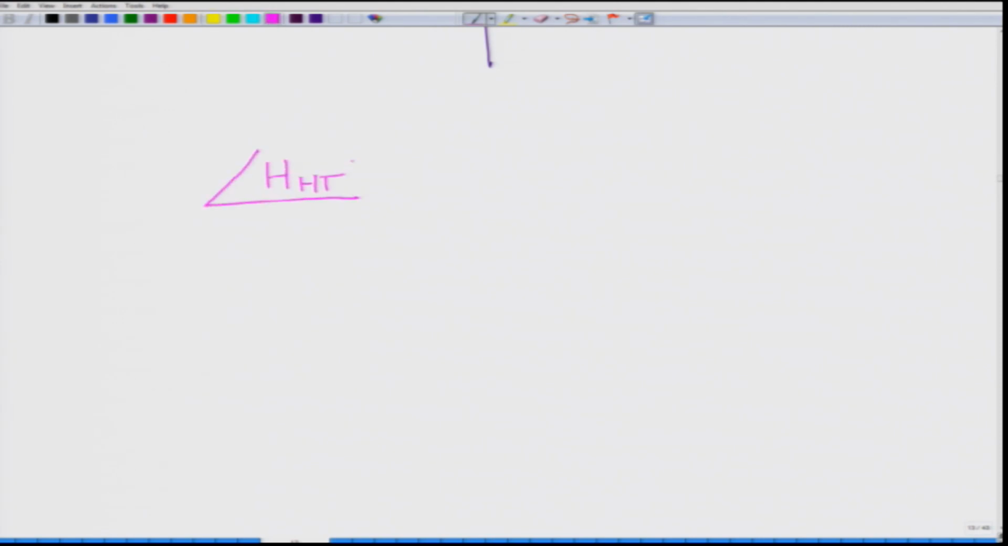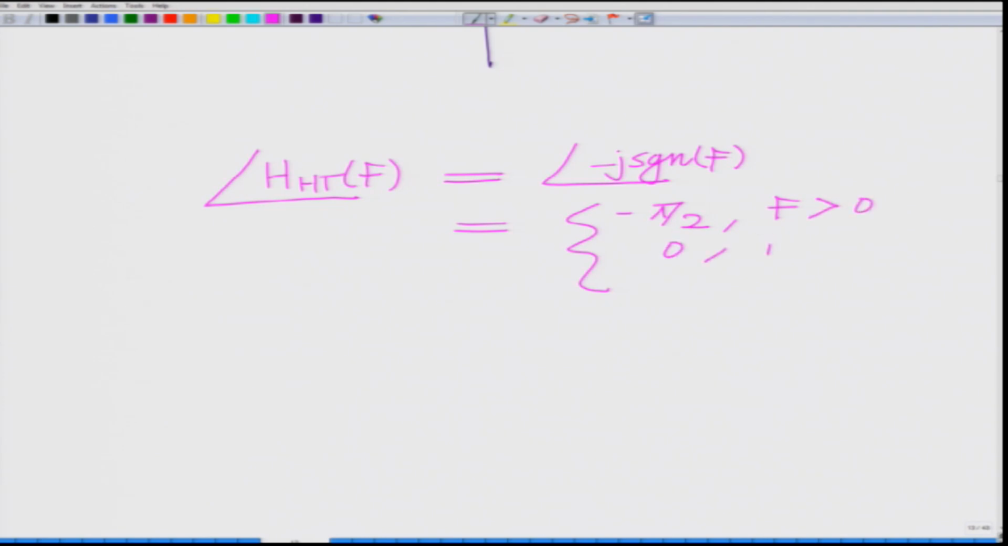Now, if you look at the phase response of the Hilbert transform, that is the phase of minus j sine f, which is minus j for f greater than 0, which means a phase of minus pi by 2 for f greater than 0, 0 for f equal to 0, which means a phase of 0 for f equal to 0, and j for f less than 0, which implies pi by 2 for f less than 0.